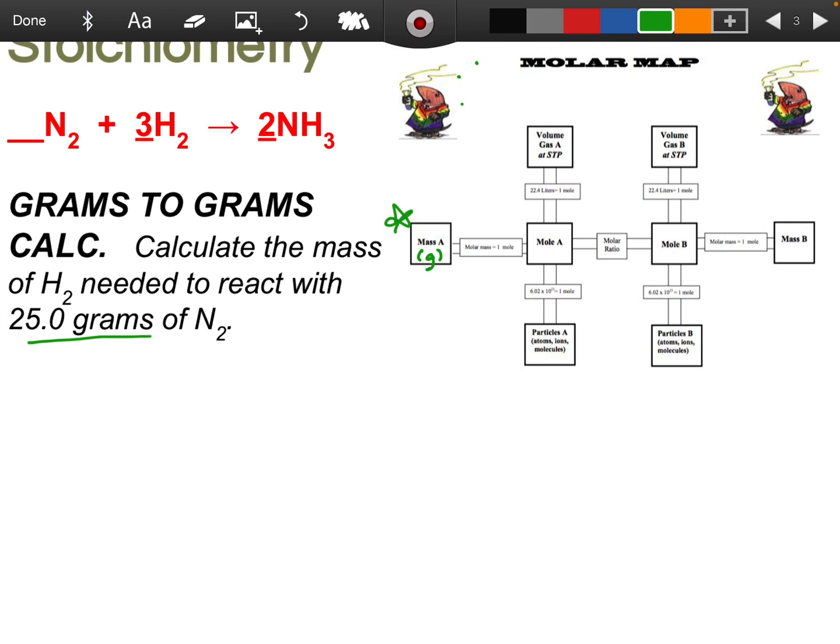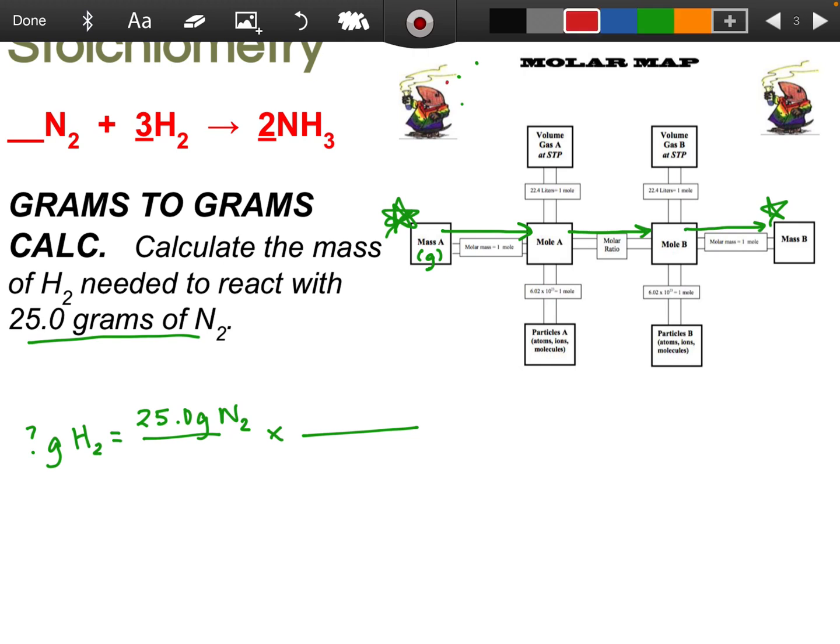All right, so we're going to start with the number given in the problem. So when we set up our problem, we're going to have question mark grams of H2. That's what we want to figure out. And we are starting with 25 grams of N2. So again, on your mole map, we'll get our problem set up here. So on your mole map, you're starting with grams of one thing, and you're ending with grams of another. So to get from grams of A to grams of B, first you have to convert grams to moles, then you have to convert moles of nitrogen to moles of hydrogen using your mole ratio, and then you're going to convert from moles to grams. So this tells you the steps that you need to finish this process.